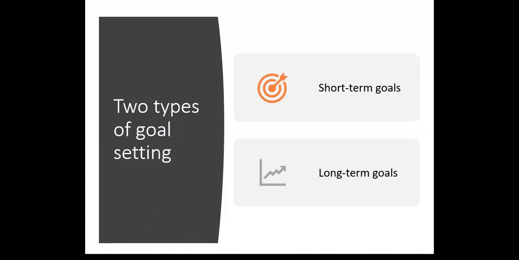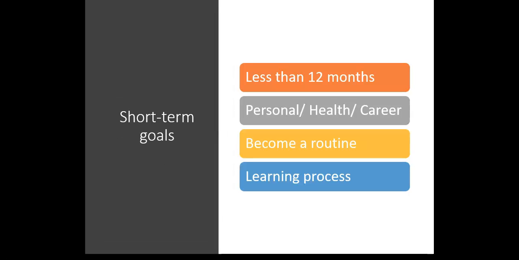There are two types of goal settings: short-term goals and long-term goals. A short-term goal can last less than 12 months. All goals are either personal, health, or towards a career. In the process of doing these goals, they become a routine. And then lastly, you learn from this process because you can see what works, what doesn't work, and if you have to change your goal.